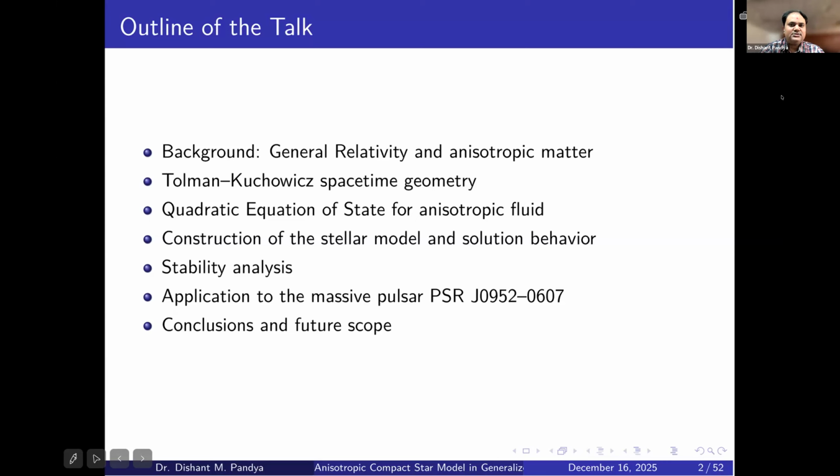And then we will see how the quadratic equation of state plays a vital role here in studying the anisotropic fluid distribution. Then we try to construct a mathematical model which is well behaved and satisfies some criteria, so that we can see that it matches with the observed data and pulsars as well. The pulsar of interest here is PSR J0952. This is one of the recent pulsars that has been observed with greater mass.